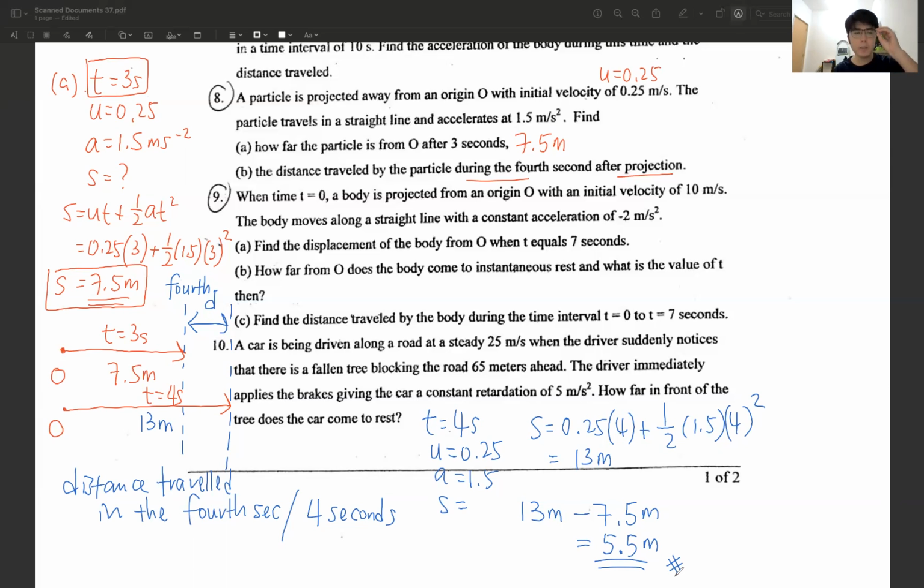Remember, s is displacement. Displacement is always measured from the origin. So if you calculate 7.5, this is measured from the origin. Okay, next we look at the last question, question 9. You can take a screenshot and I will erase this one.